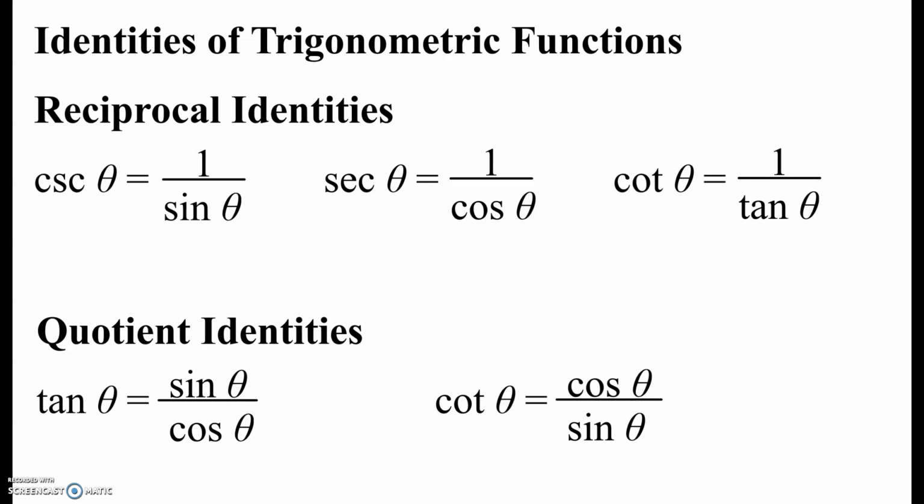A couple of identities with trigonometric functions. One special type of identity are called reciprocal identities, because the trig function is equal to 1 over a different trig function. And there are 3. Cosecant is 1 over sine. Secant is 1 over cosine. And cotangent is 1 over tangent.